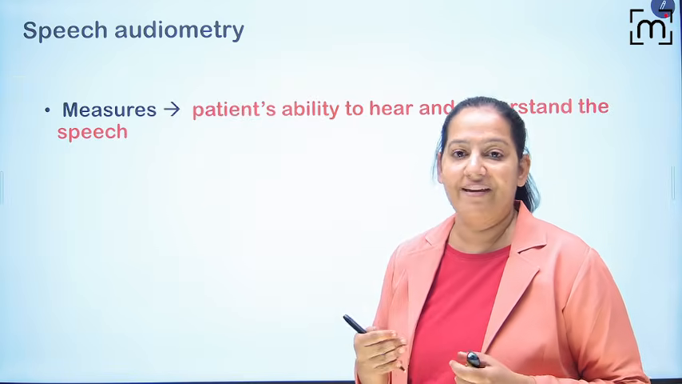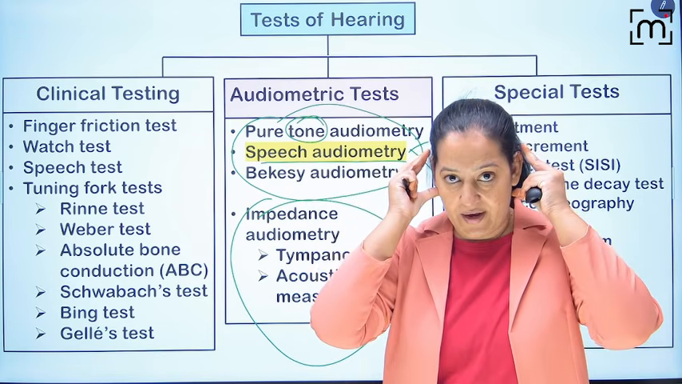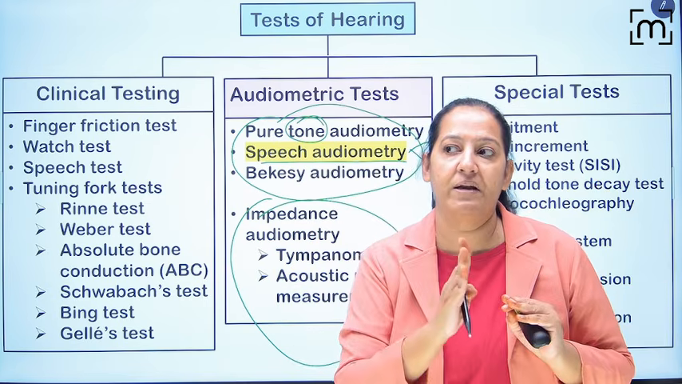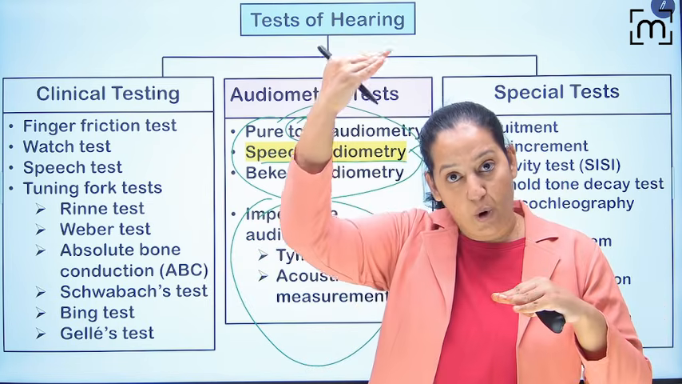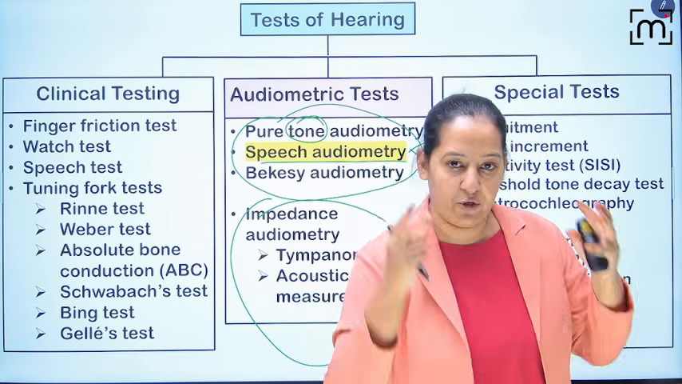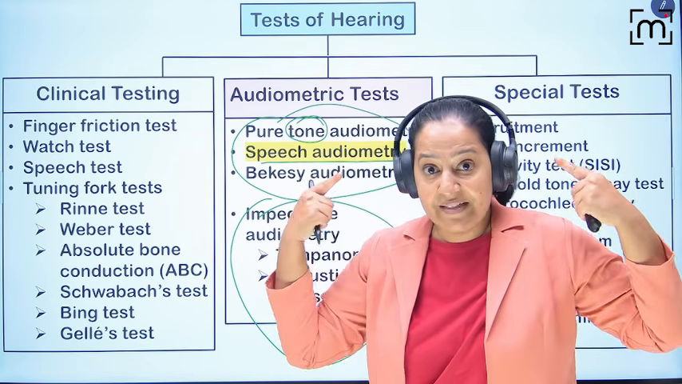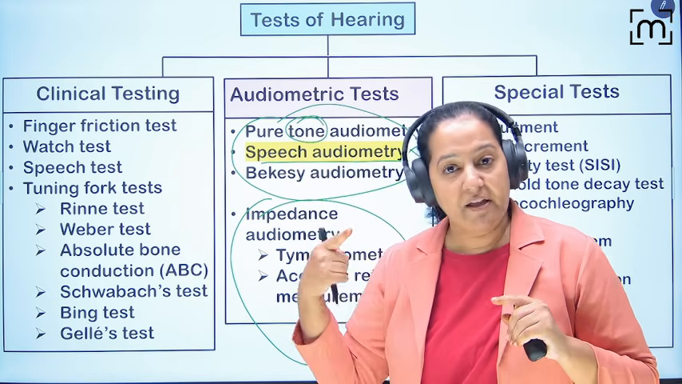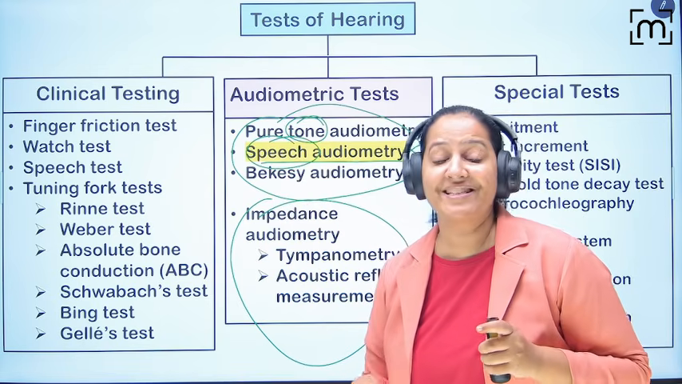So what we were doing in pure tone audiometry was giving beeps via headphone, different beeps at different frequencies. The frequencies are fixed: 125, 500, 1000, like that. For intensity, we start with the loudest and reduce by 5 decibels. Now I will put the headphone on again, but instead of beeps, there will be certain words played in my ears. It is not like a beep. I have to hear and understand those words. That is speech audiometry.